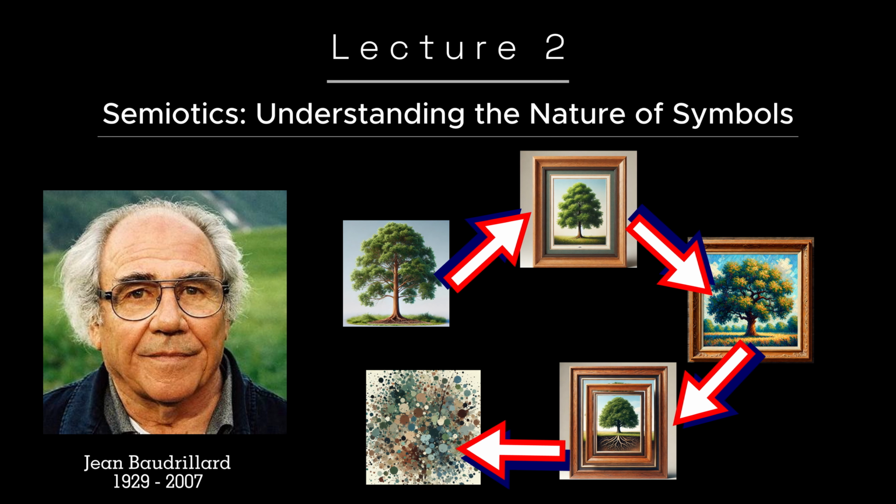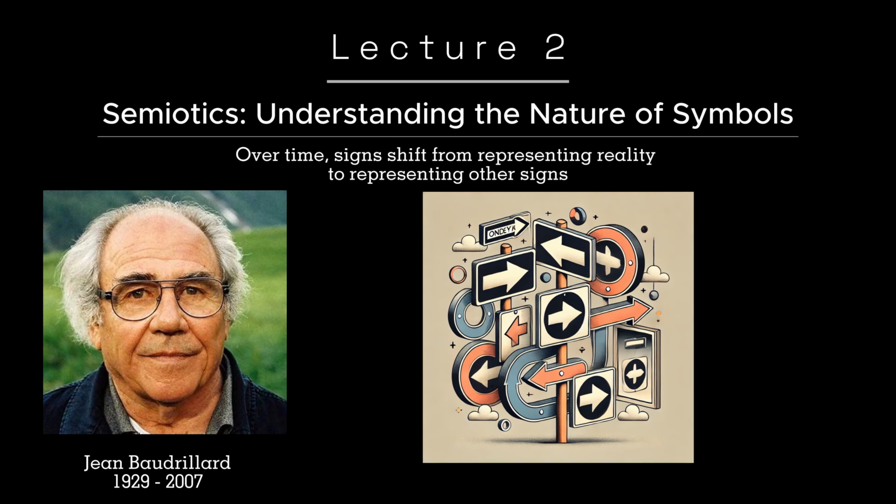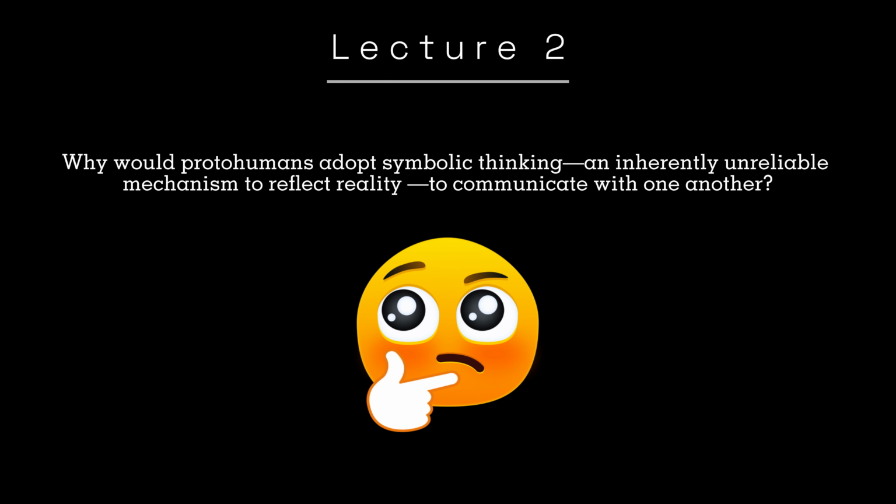Baudrillard's theory suggests that signs are inherently unstable. Over time, they shift from representing reality to representing other signs, leading to an endless cycle of self-referential meaning. This process compromises the sign's function as a proxy for reality, ultimately rendering it disconnected from its original referent. This raises an intriguing paradox. Why would proto-humans adopt symbolic thinking, an inherently unreliable mechanism to reflect reality, to communicate with one another?